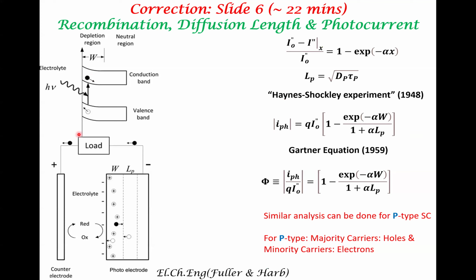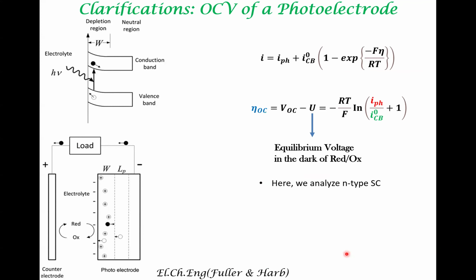In this context, the photocurrent for an n-type semiconductor is provided by the minority carriers, holes. However, in a p-type semiconductor, the minority carriers are electrons and they provide the photocurrent. So that must be corrected. I misspoke. I apologize for that. And the clarification which I wanted to provide is the following.